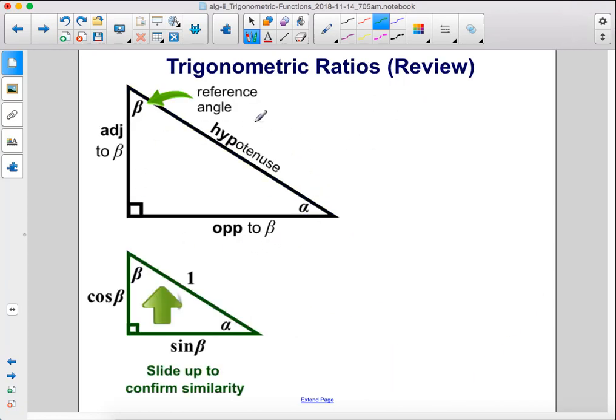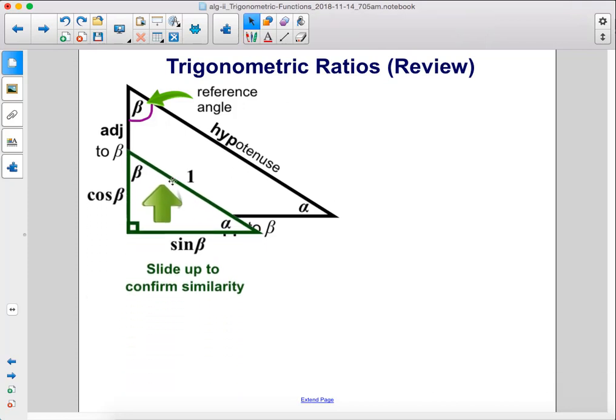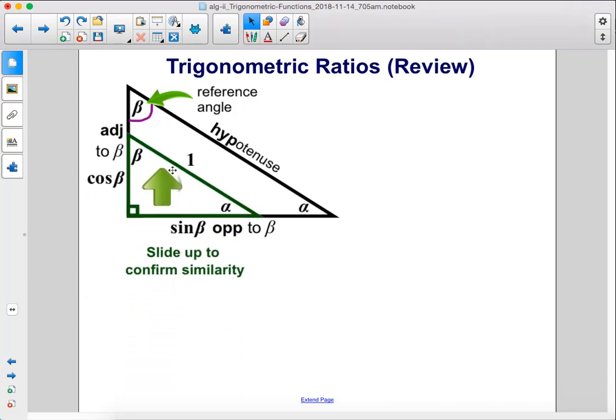Here we have that same right triangle, but now we're focusing on angle beta here. So the sides switch. This one now becomes sine, and this one becomes cosine, since this is adjacent and this is opposite. Here we have our triangle that has 1 as the length of the hypotenuse, and you can see that this side becomes cosine of beta, and this side is sine of beta. And if we slide this up, you can confirm that these are similar triangles right there.